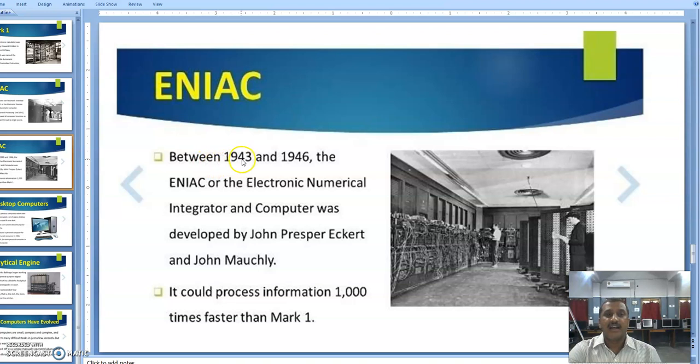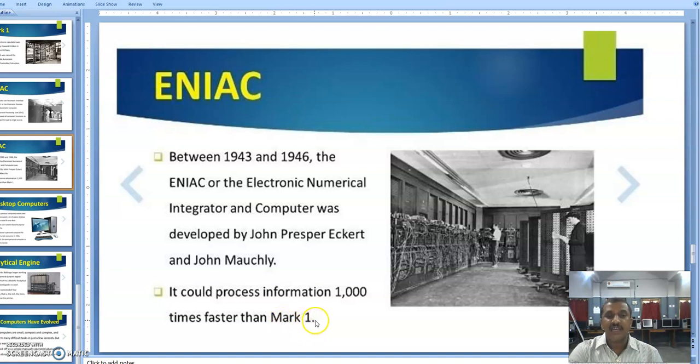The examples of computers in the first generation are ENIAC. Between 1943 and 1946, the ENIAC, or the Electronic Numerical Integrator. So what is the full form of ENIAC? It is Electronic Numerical Integrator and Computer. Developed by John Presper Eckert and John Mauchly. These are the two inventors who invented this computer. It could process information 1000 times faster than the Mark 1.